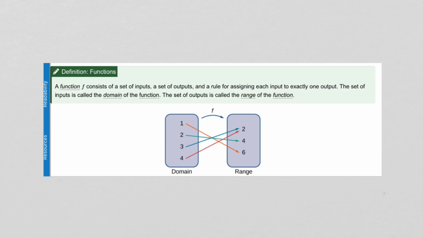A function consists of a set of inputs, a set of outputs, and a rule for assigning each input exactly one output. The set of inputs is the domain, and the set of outputs is the range.